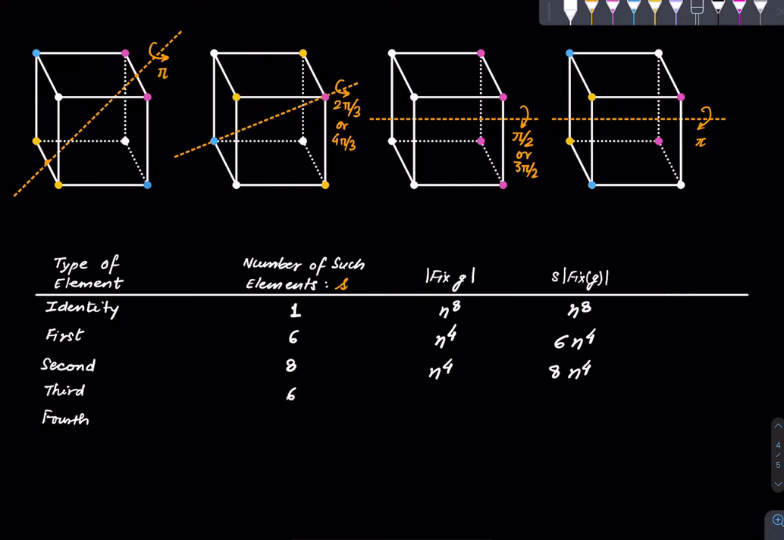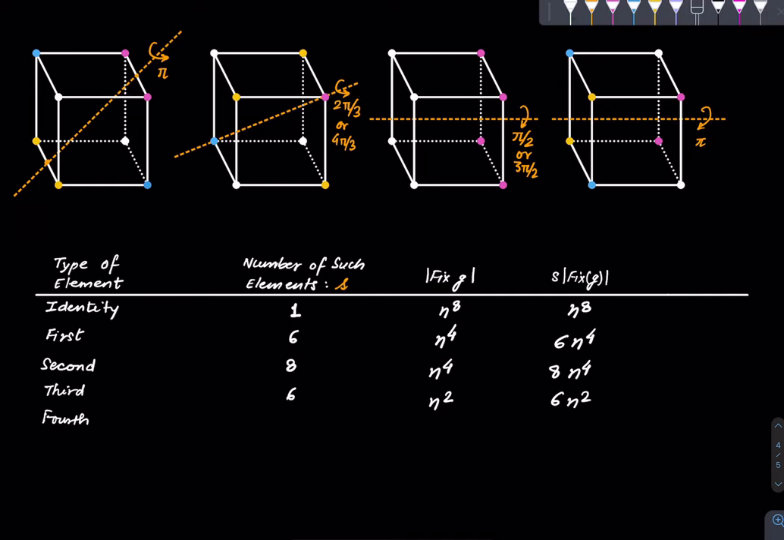And once you fix, let's say, a pi by two rotation about this axis, all of these four vertices should receive the same color if you want to fix a coloring. And similarly for these four vertices. So n times n is n squared. And we get 6n squared.